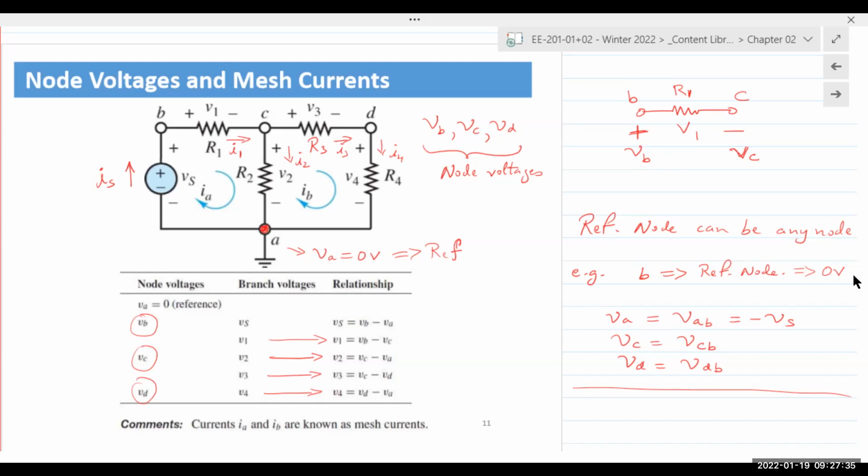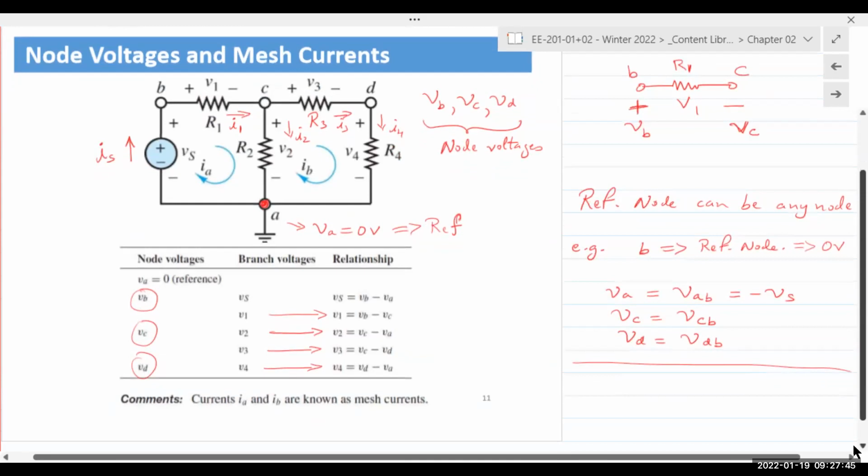Mesh currents are basically hypothetical currents that we assume for the purposes of analysis. Okay, so mesh currents are not real. Mesh currents are purely hypothetical or theoretical.